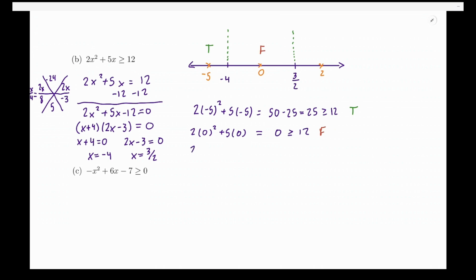And then we have 2 times 2 squared plus 5 times 2, which is 8 plus 10, which is 18. Is that greater than or equal to 12? That is true. So notice now my answer is going to have 2 intervals in it because I have 2 true intervals. So I have negative infinity to negative 4. And then we have 3 halves to infinity.